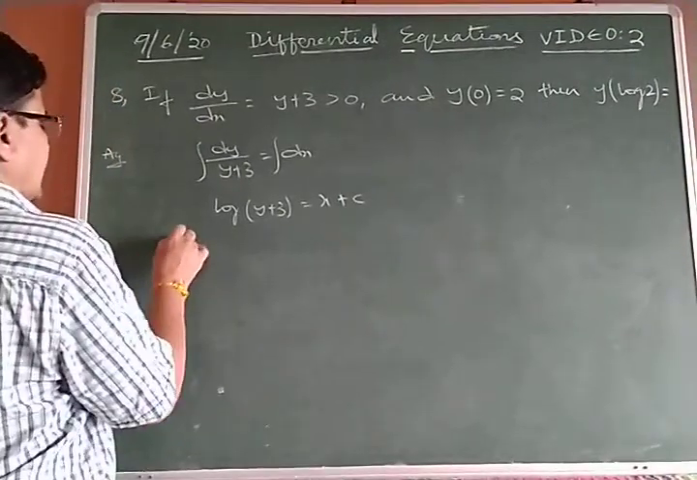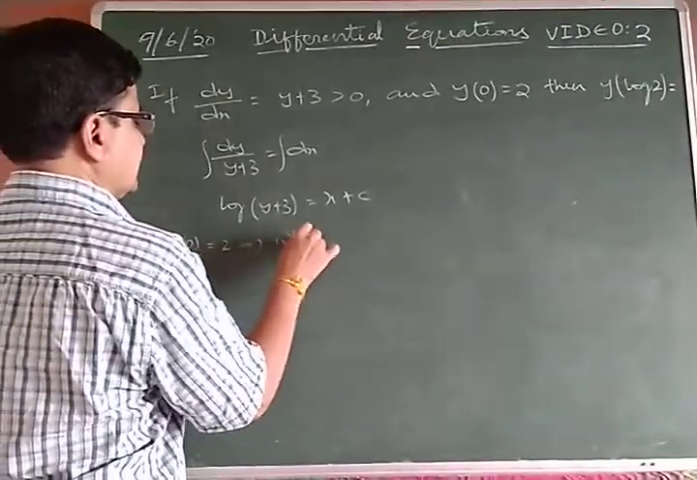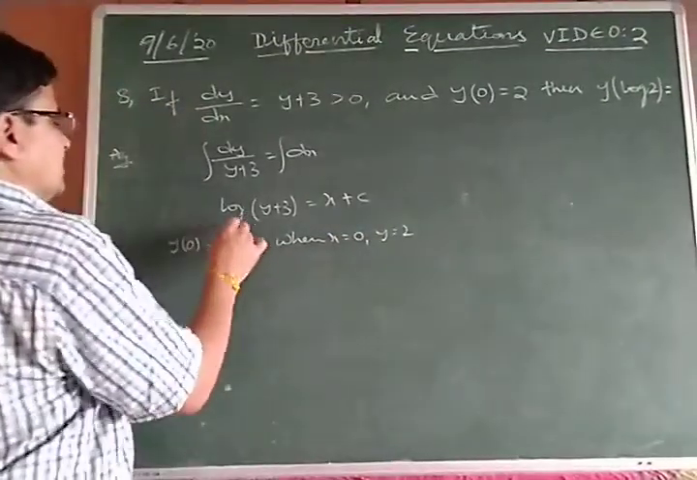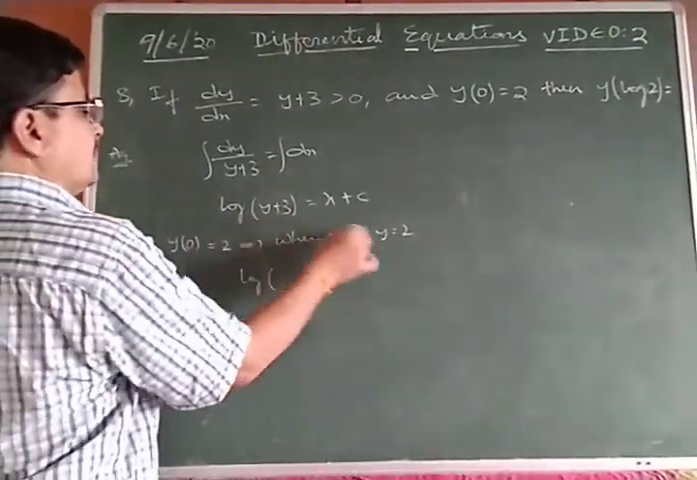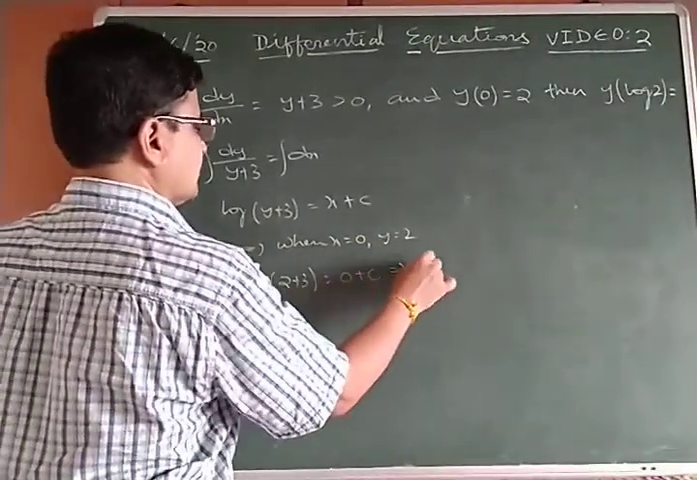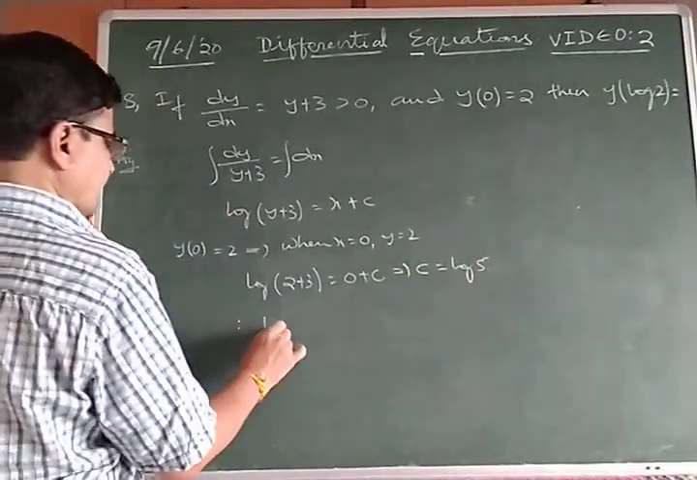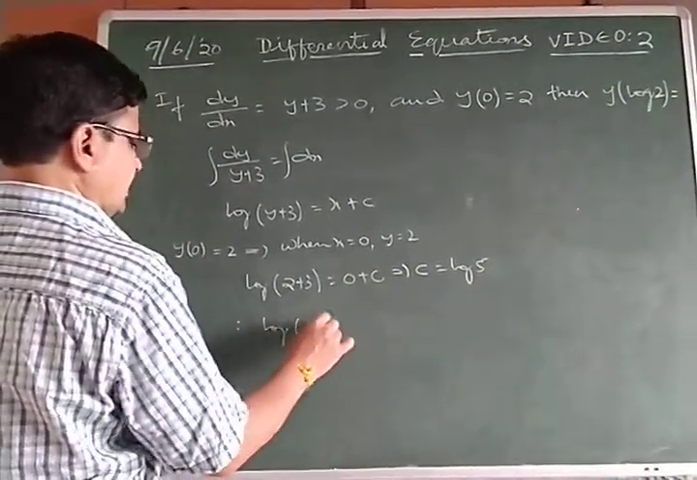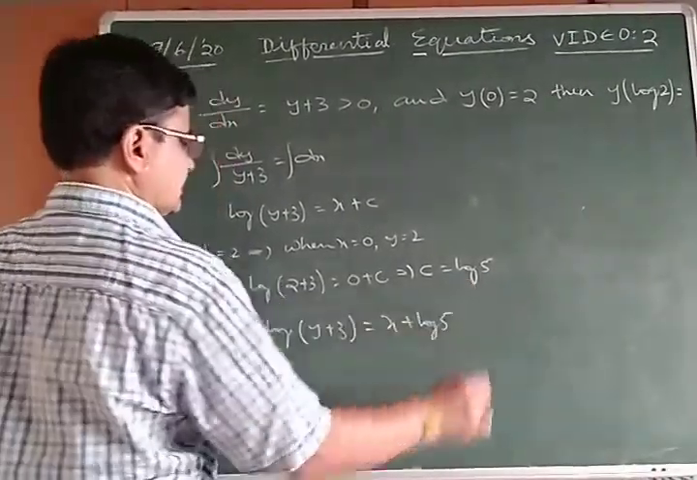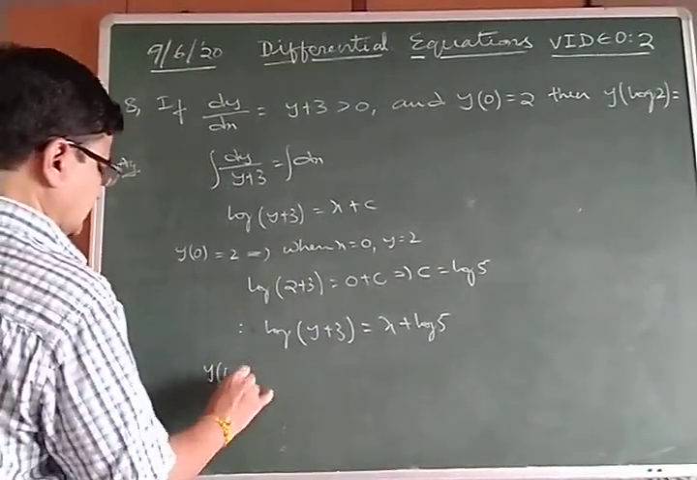Given y of 0 is equal to 2. That implies when x is equal to 0, y is equal to 2. So log of 2 plus 3 is equal to 0 plus c. So that implies c is equal to log 5. Therefore, log of y plus 3 is equal to x plus log 5. This is the equation. Then what is the value of y of log 2?